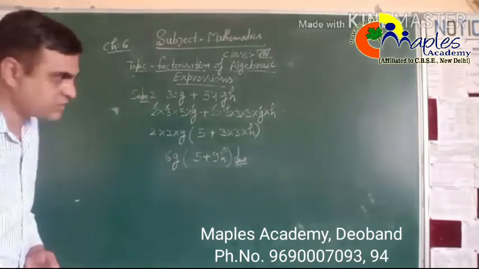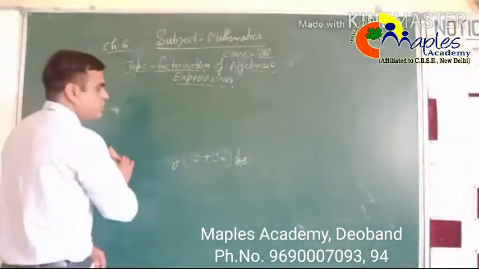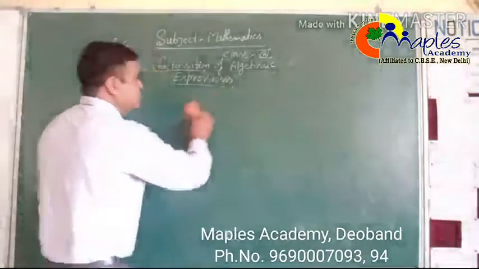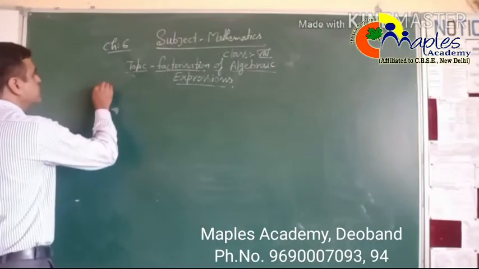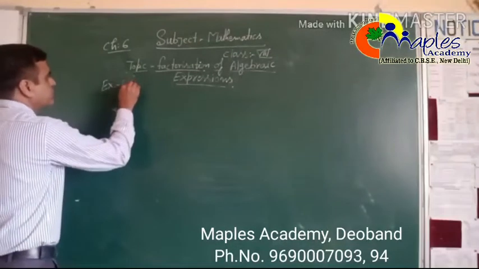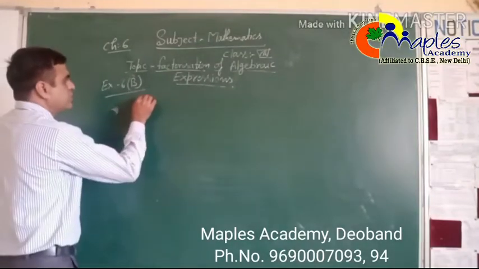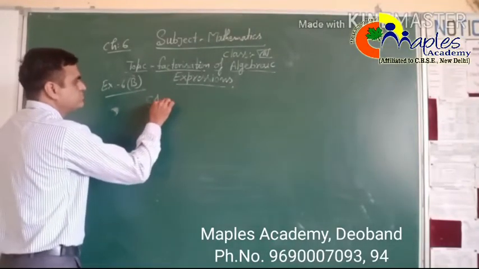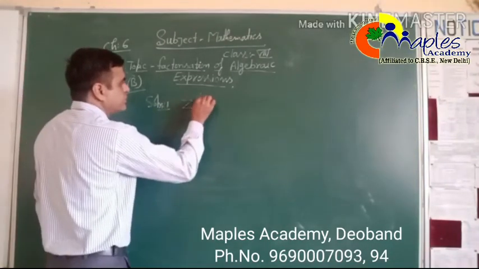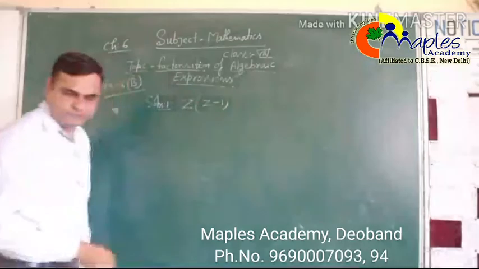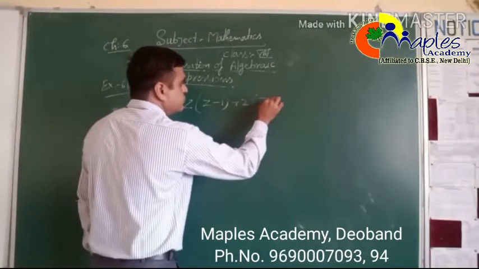Now we move to our next exercise questions. In this exercise, we only have to take out the common numbers. Now from the very next exercise, exercise 6b, question number 1 is z into z minus 1 plus 2 into z minus 1.